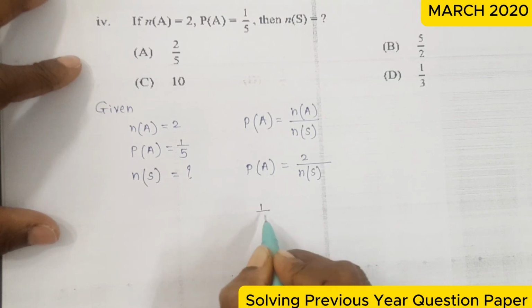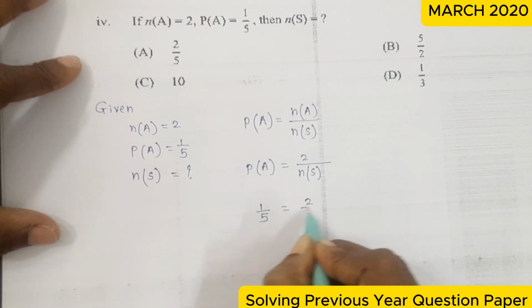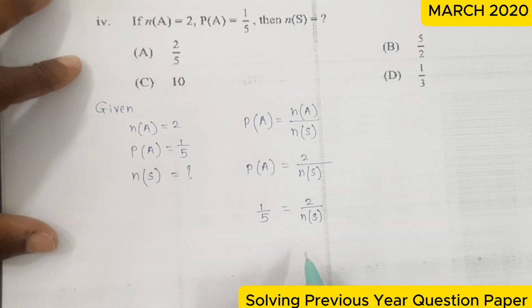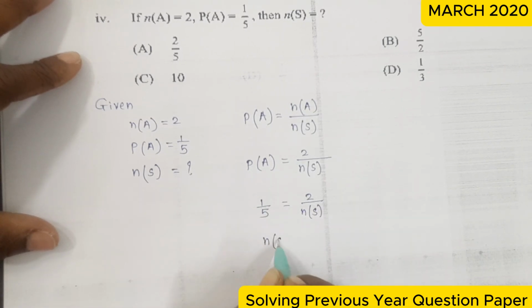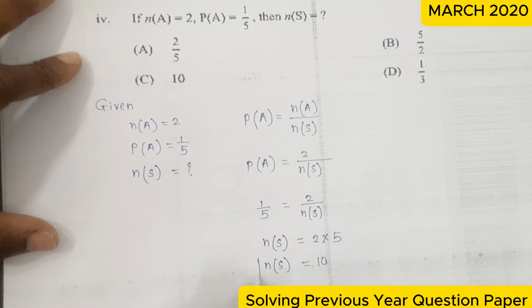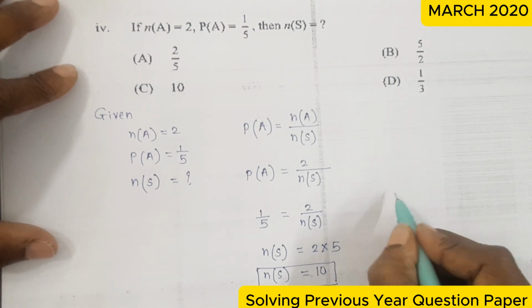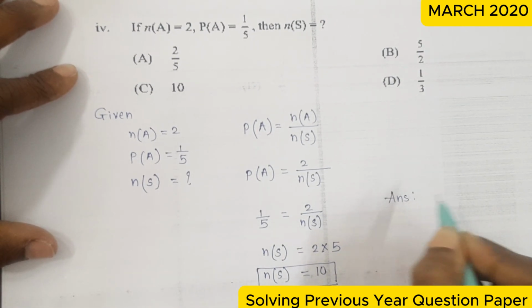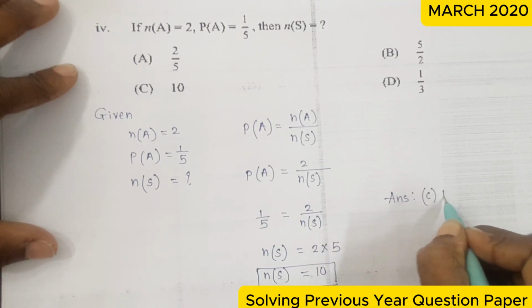Okay, so I substitute here 1 upon 5 is equal to 2 upon n of s. So now here, cross multiply students, n of s is equal to 2 multiply 5, so n of s is equal to 10. Okay student, so here our final answer, so answer is C, 10.